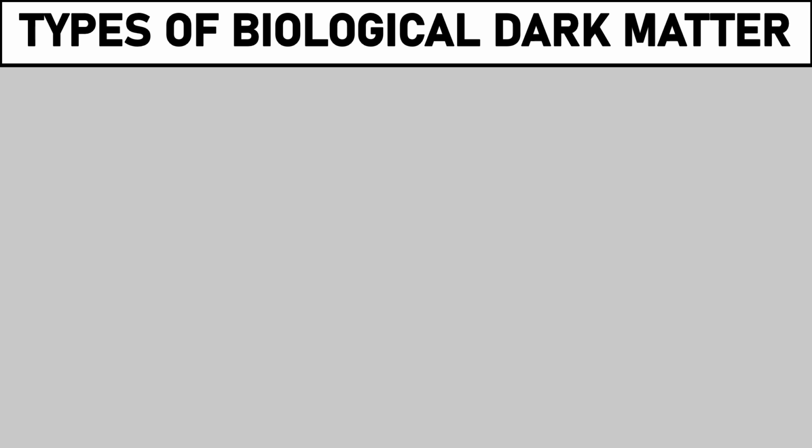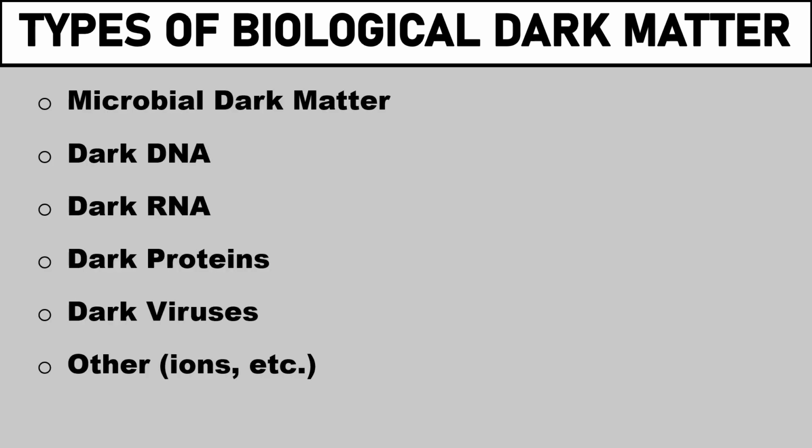So there are a lot of different types of biological dark matter. There's microbial dark matter, which is probably the most well-known, but you can look at the suborganism level, like dark DNA, RNA, proteins. You can turn over to viruses and even look at other types. So that's what we'll go through today, looking at each of these types, starting out with microbial dark matter.